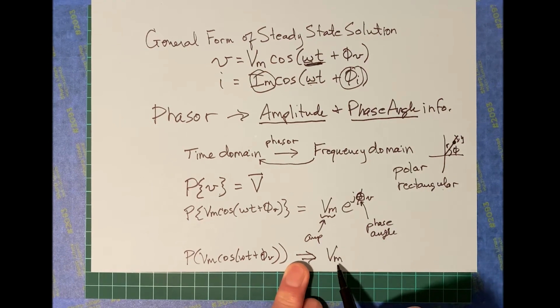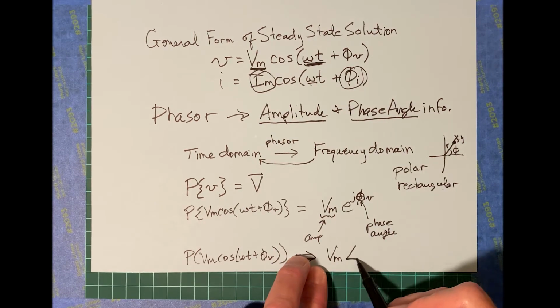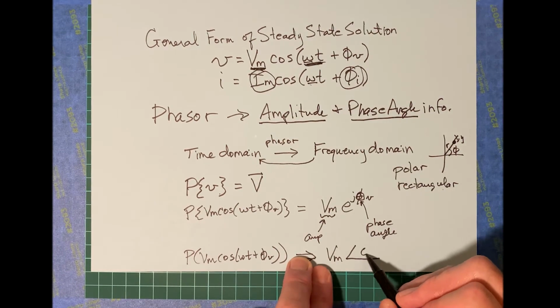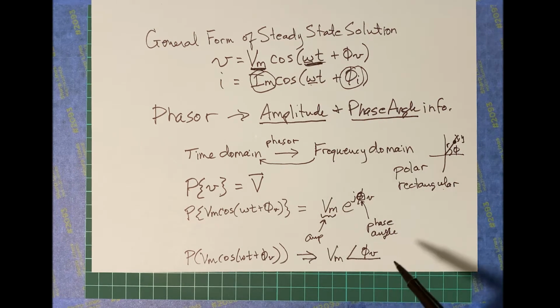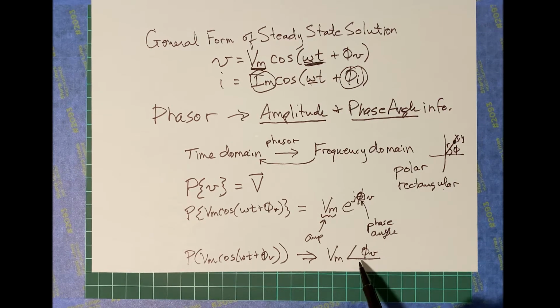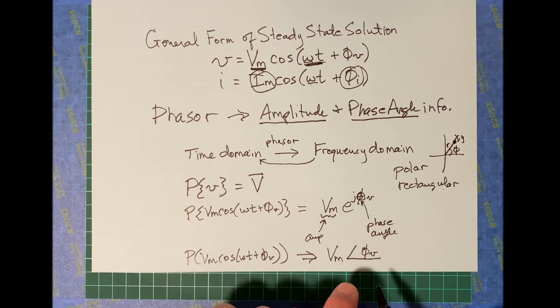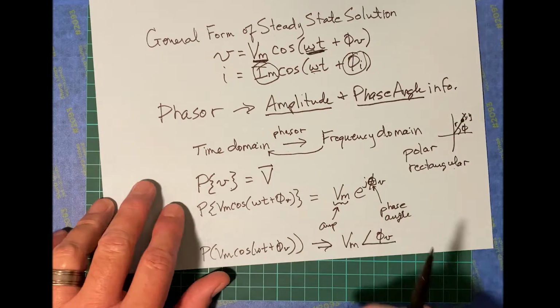V sub m, where did that come from? That's the magnitude. That's the amplitude. Angle phi sub v. Now, remember I said this is a lot easier than what you might first think. It is trivial. To go from this to that, you just write down the amplitude and the phase angle. And that's really it. We have just transformed this time domain function into the frequency domain. We've gotten rid of the time.